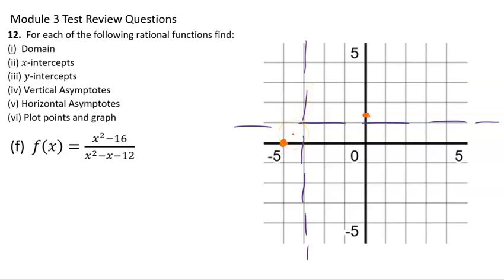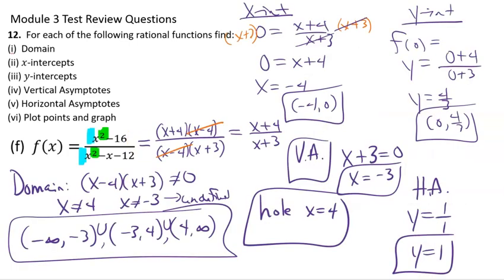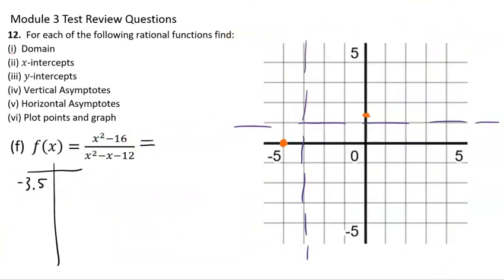So I definitely need to plot something between this negative 4 and this negative 3 value. So how about negative 3.5? It's not fun, but we have a calculator, so it's perfectly okay. Not only that, we need to write the simplified version. Remember, it was x plus 4 over x plus 3.